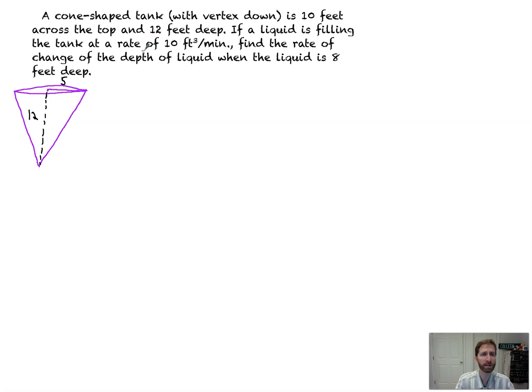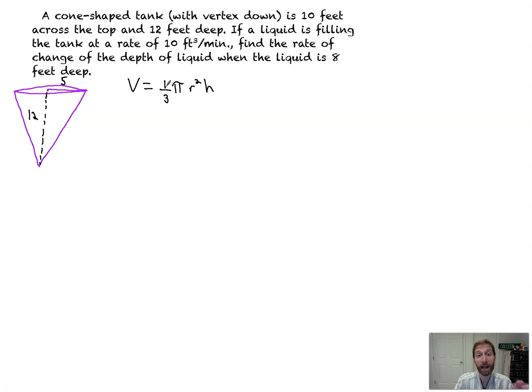If a liquid is filling the tank at a rate of 10 feet cubed per minute, okay, so now we've got cubic feet, which right away tells us that we're talking about volume. So I'm going to immediately call up my volume formula for a cone, which is pi over 3, or 1/3 pi r squared h. Now, if you don't know that formula, your teacher wants you to memorize it, fine. On the AP Calculus AB or BC exams, they won't ask you to memorize it. They'll provide it for you.